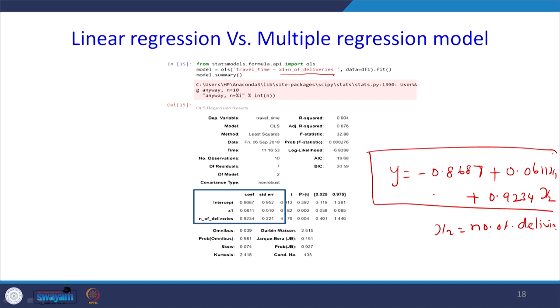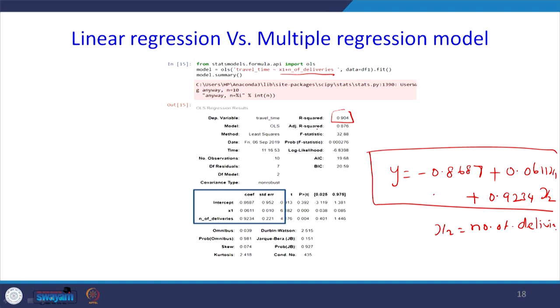Now, look at this. The previous R square. Now, look at this R square after introducing the new variable. Previously it was 0.6 something. Now it has increased to 0.90. So adding a new variable has helped to improve the explaining power of this regression model.